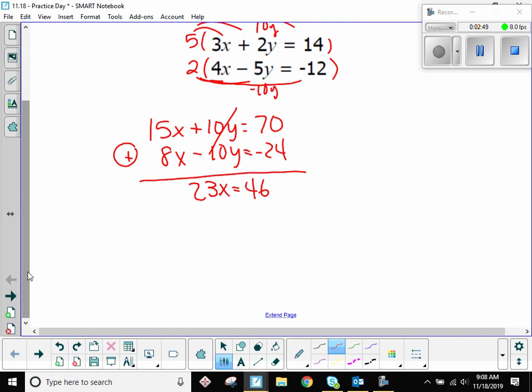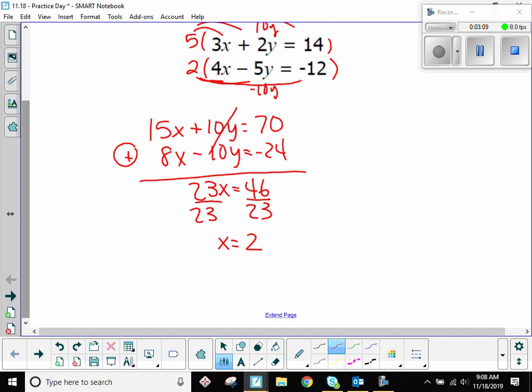Divide by 23. X equals 2. And then just like the other methods we've already learned, we did graphing and then we did substitution, I guess just like substitution.